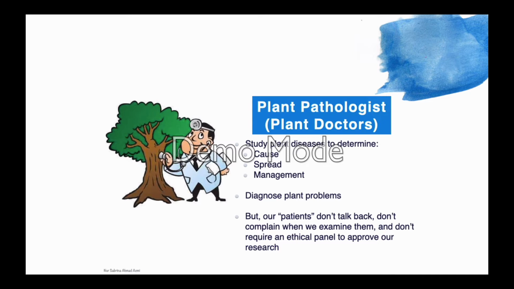Basically, plant pathologists will diagnose plant problems, to know why the plant is unhealthy, what the causes of the disease are, and so on. However, we need to know that the plant does not talk back and does not complain when we examine it, in contrast with humans. And also, we don't need any ethical panel to approve our research. Thereby, as a plant pathologist, you need to seek hints and clues from the plant itself. And whatever treatment you give to the plant is based on your justification.